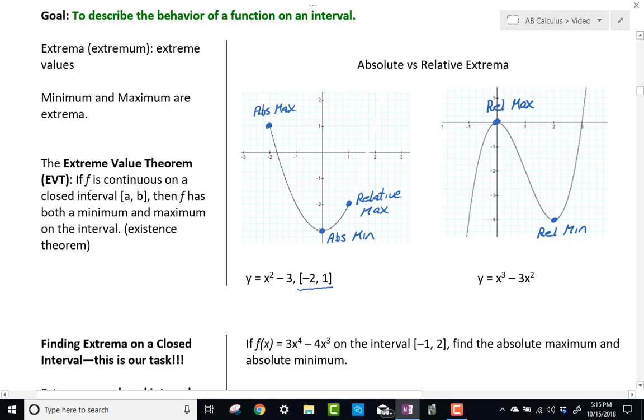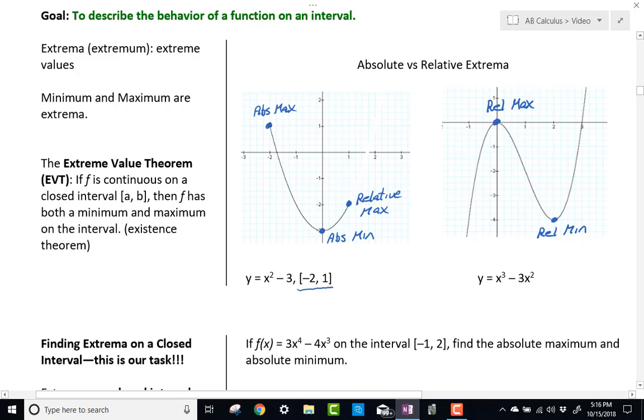And the extreme value theorem says if f is continuous on a closed interval, so some interval a to b, like this one down here, -2 to 1, then f has both a min and a max on the interval. So if it's continuous on a closed interval, then it has to have a minimum and a maximum on that interval. And I think you can see that by this parabola over here on the left-hand side in the middle of the page here.